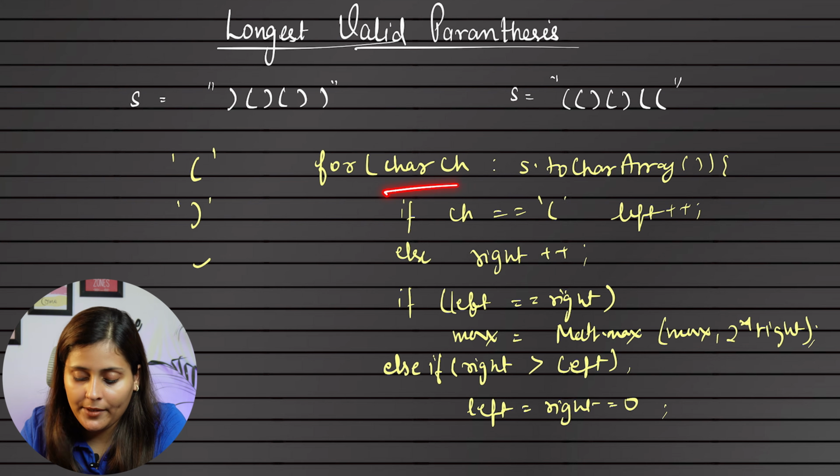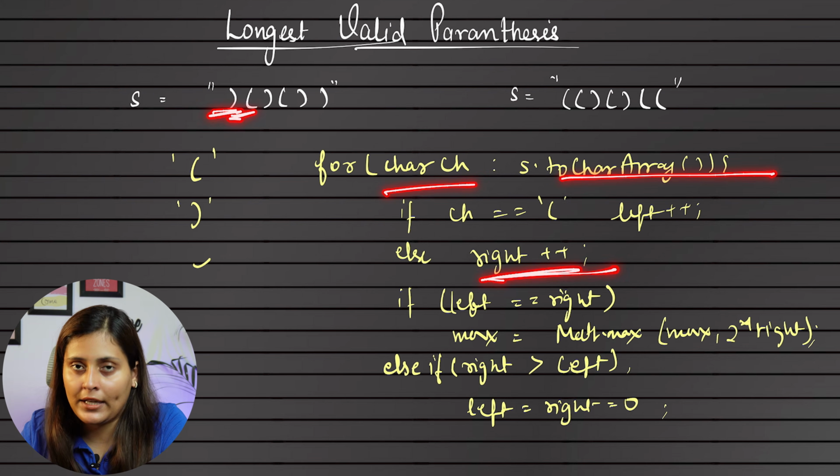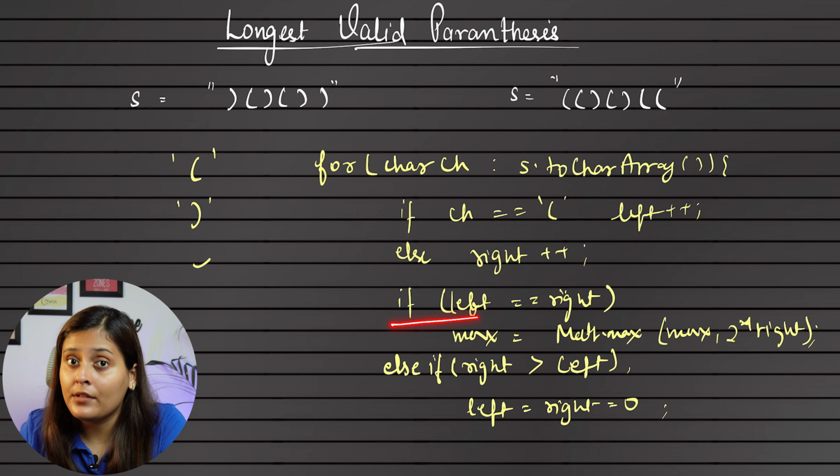One by one we will iterate. If it is a closing bracket, we will do right plus plus. If it is an open bracket, we will do left plus plus. Now, if both are same, it means it is valid.